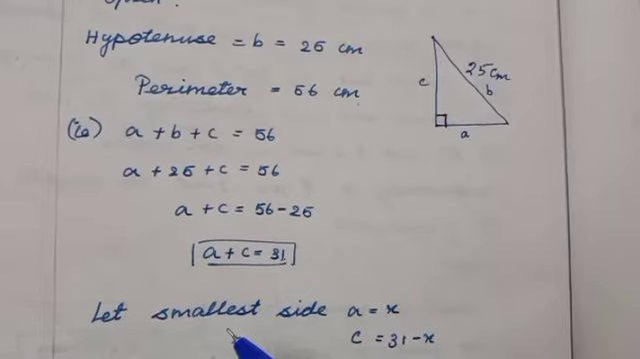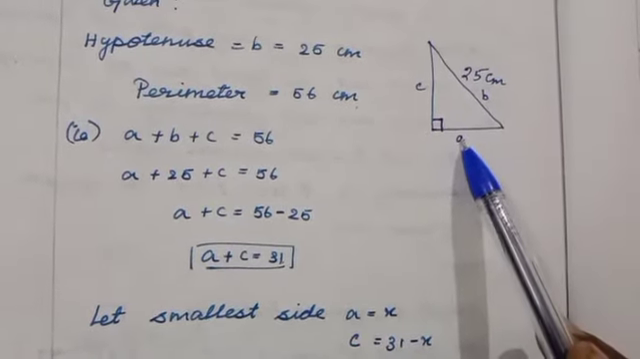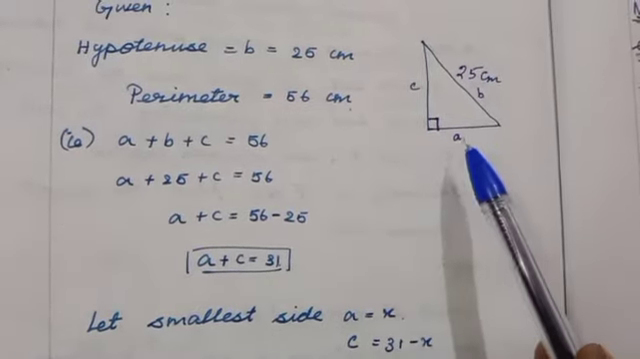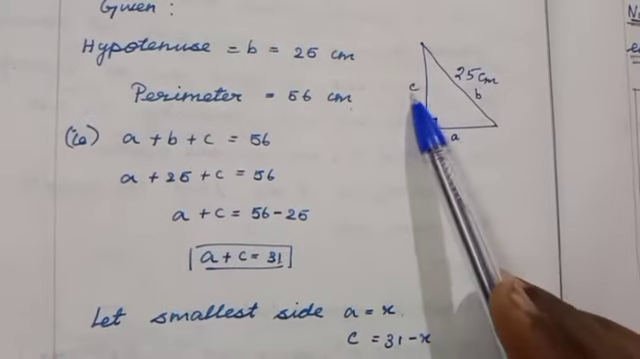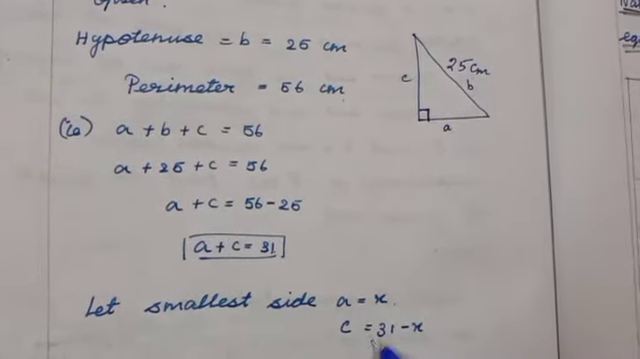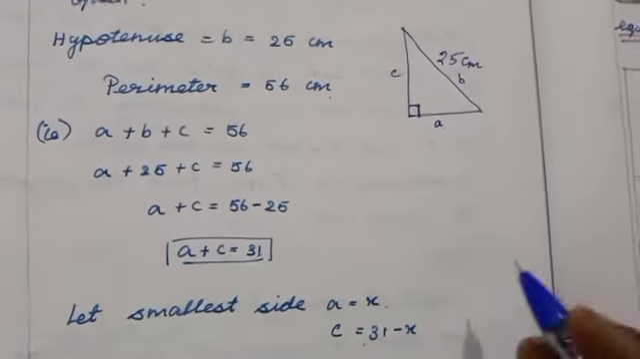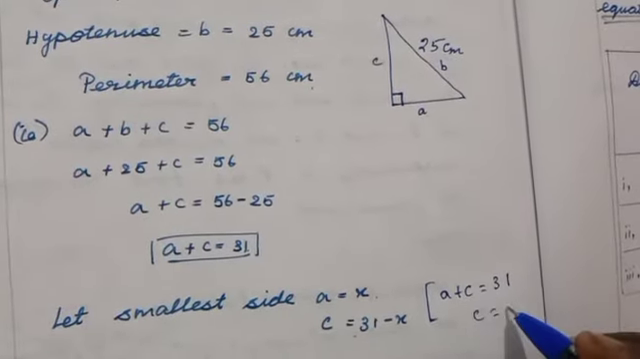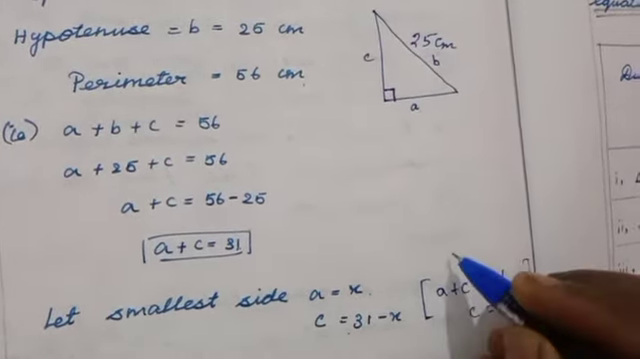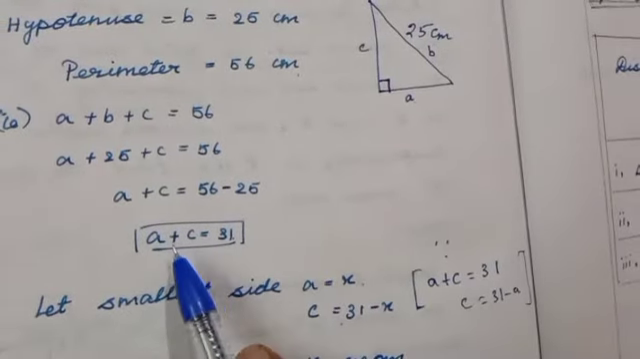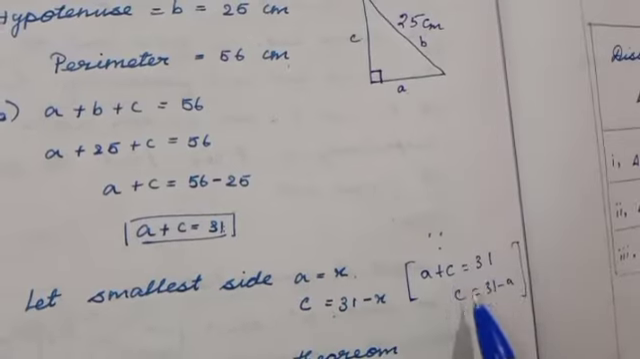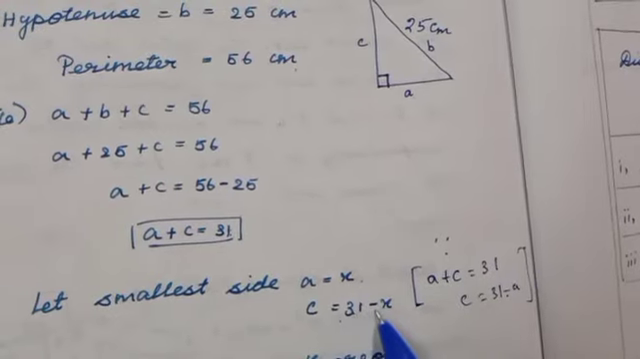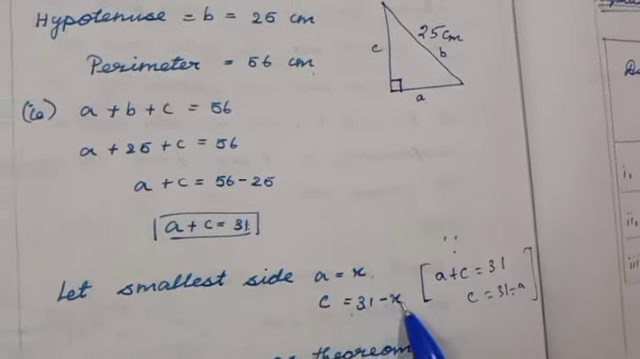Smallest side we consider as x. So let the smallest side A is equal to x. How do you find the C value? A plus C is equal to 31, so C is equal to 31 minus A. Using this, A plus C is equal to 31, so C is equal to 31 minus x. We consider this A as x.